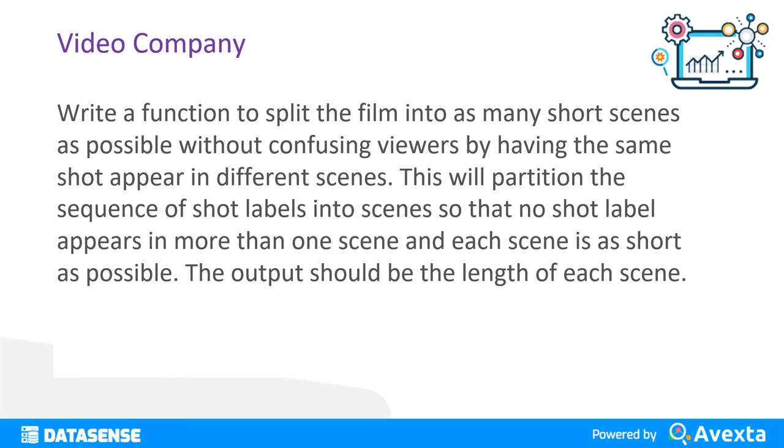So that is something that, again, you've got to do a double take on. Your function is going to partition the sequence of shot labels into scenes so that no shot label appears in more than one scene and each scene is as short as possible. And what I said was the output is going to be the length of each scene. Okay, that's a lot to take in. Again, I like to draw pictures in this so that people understand what is actually happening.